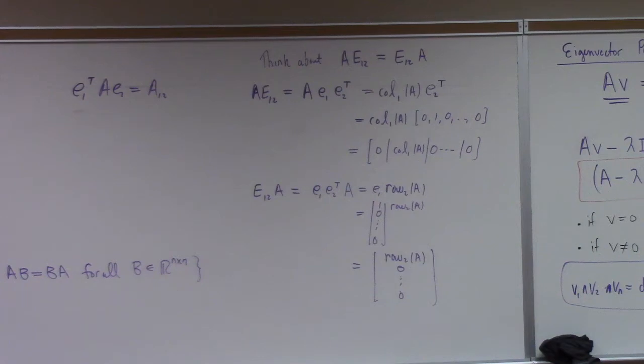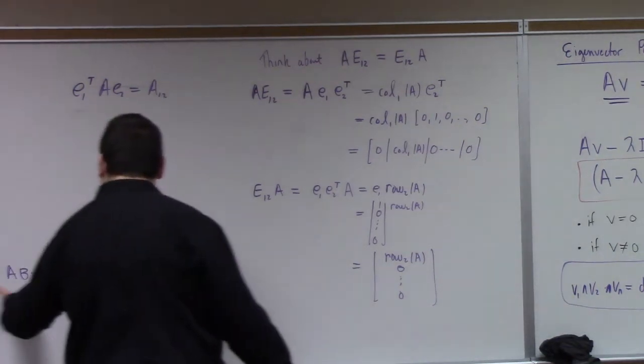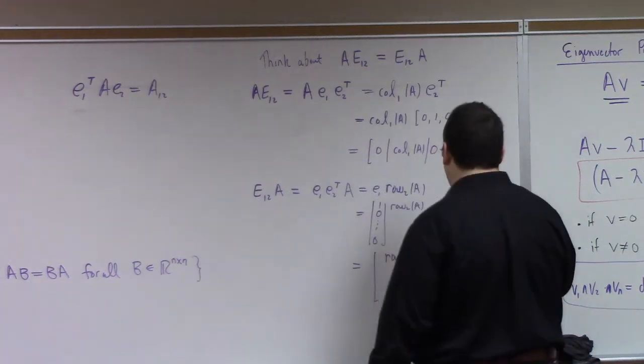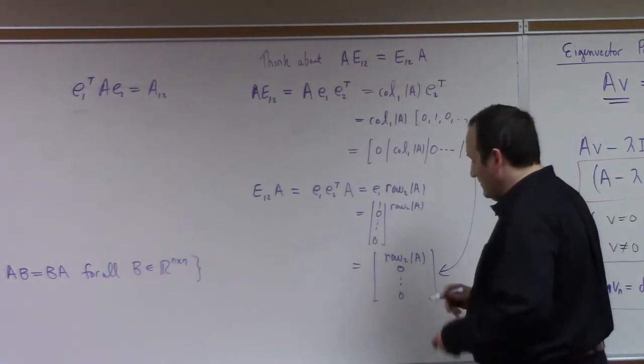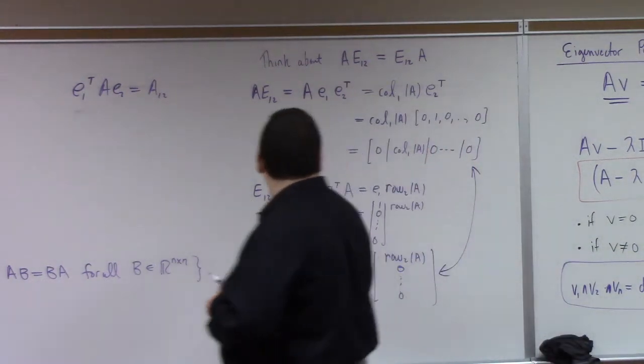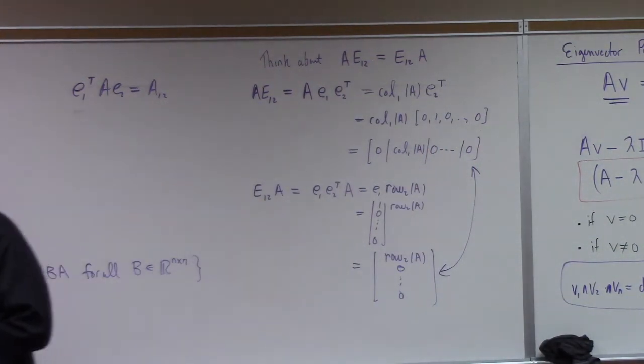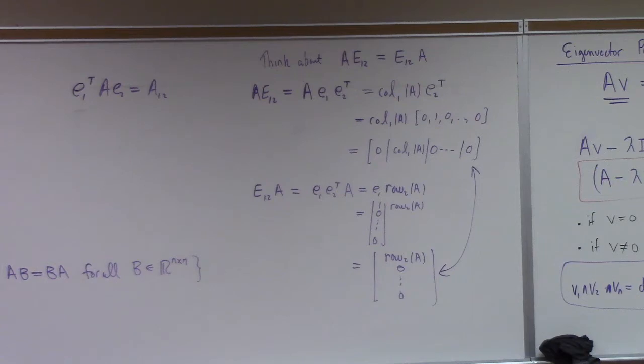And those two things have to be equal, right? I mean, that's the assumption. If A is in here, AB is equal to BA for all B. This is a particular choice of B. These have to be equal. What does that tell you about column 1 and row 2 of A? Let's start with column 1. What does it say about column 1?